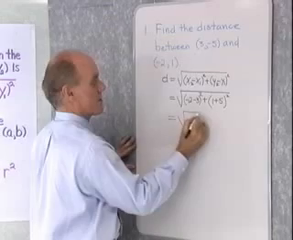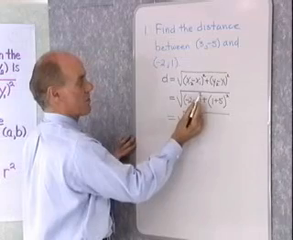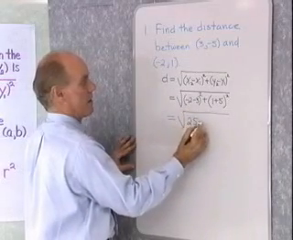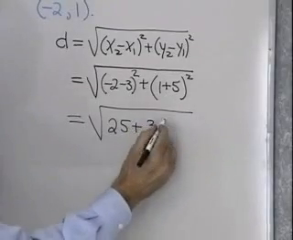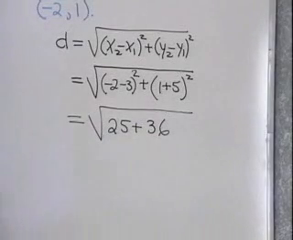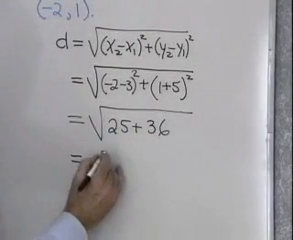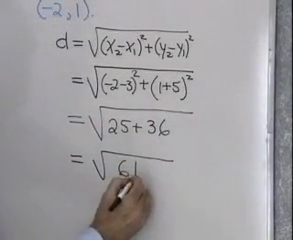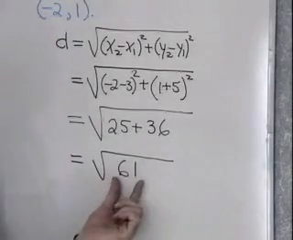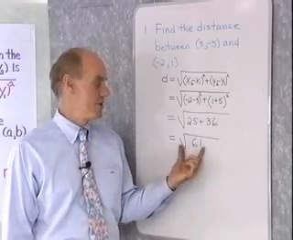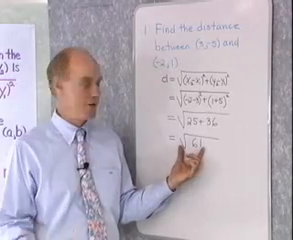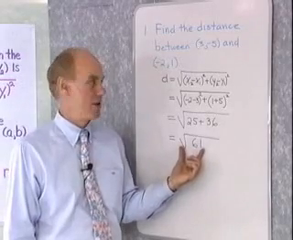So I end up with the square root of negative 5 squared, which is 25, plus 6 squared, which is 36. So that gives me the square root of 61. Now 61, I can't simplify that any further, so I'll just leave this as the square root of 61, or with a calculator I could find a decimal approximation to this.